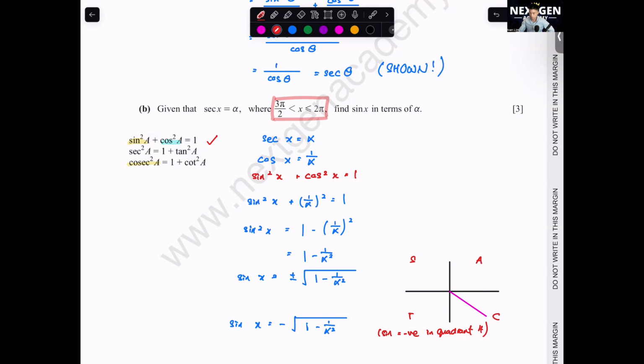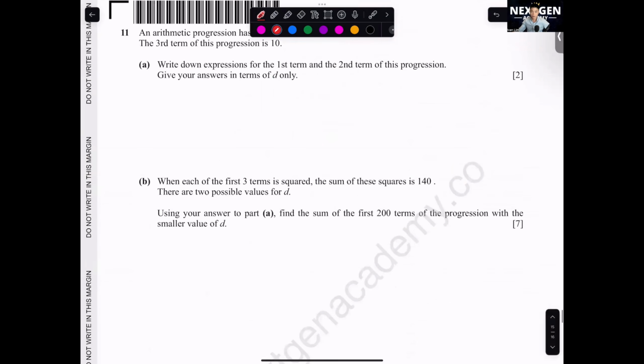Okay, question 11, I think also quite straightforward. All just put into the formula. An arithmetic progression has common difference d. The third term of this progression is 10. Write down expression for the first term and the second term of this progression. Give your answer in terms of d only. Okay, what is the term value for arithmetic first? a plus n minus 1 d. Okay, the formula is in front.